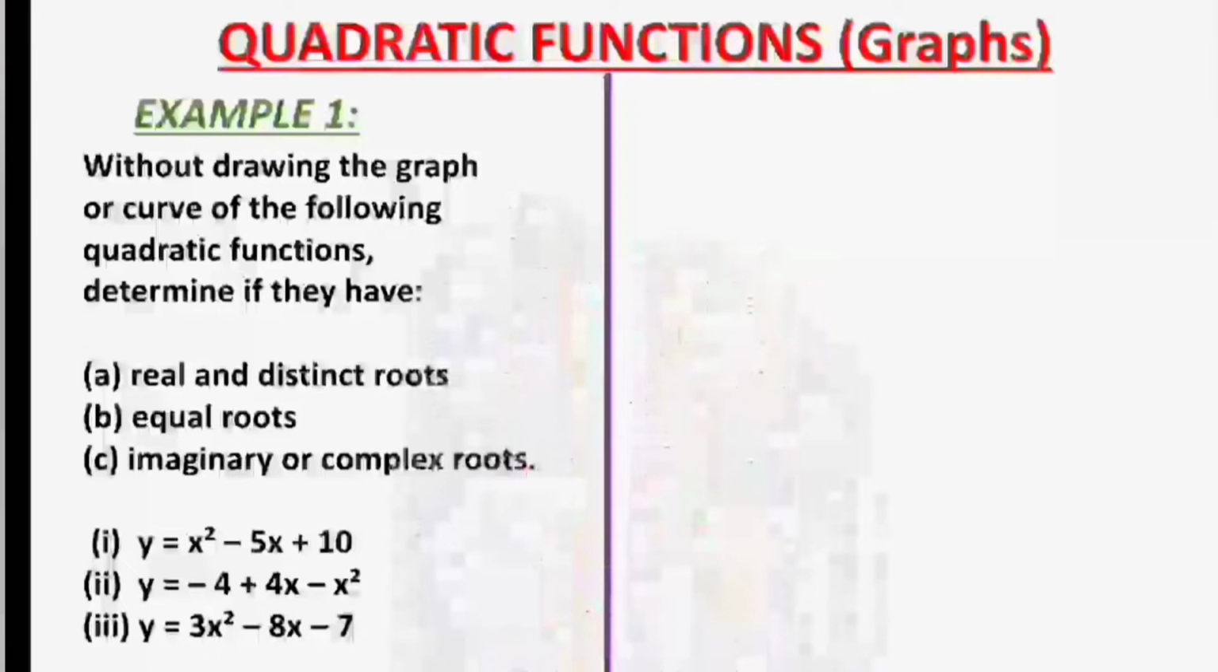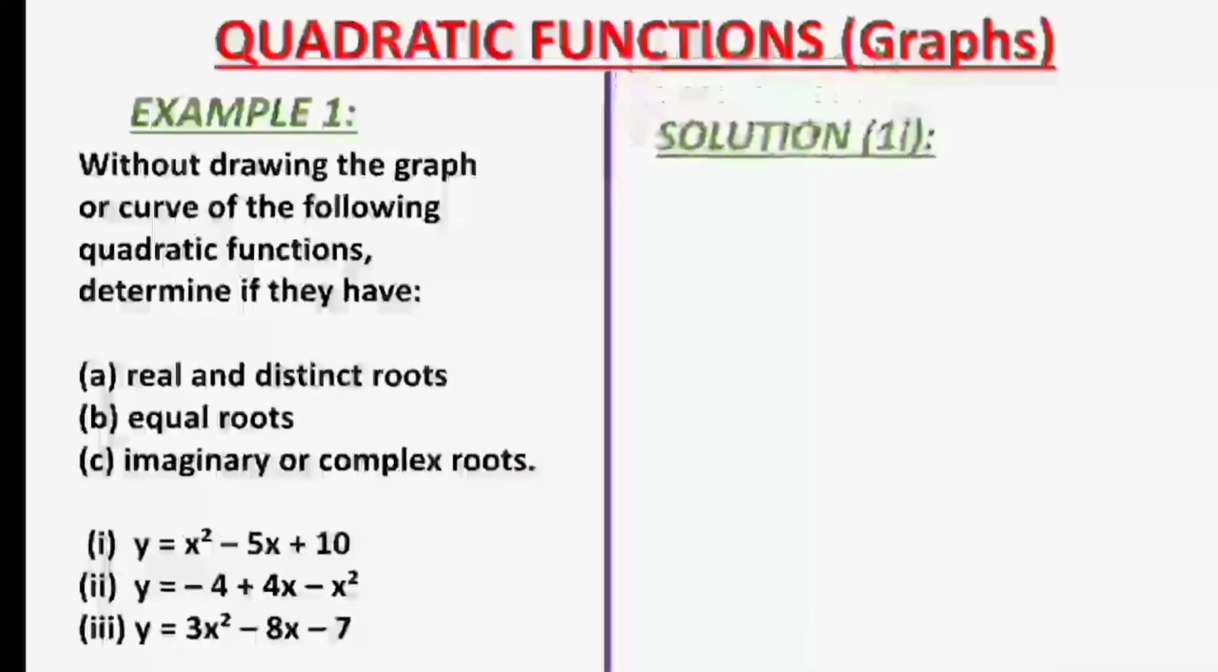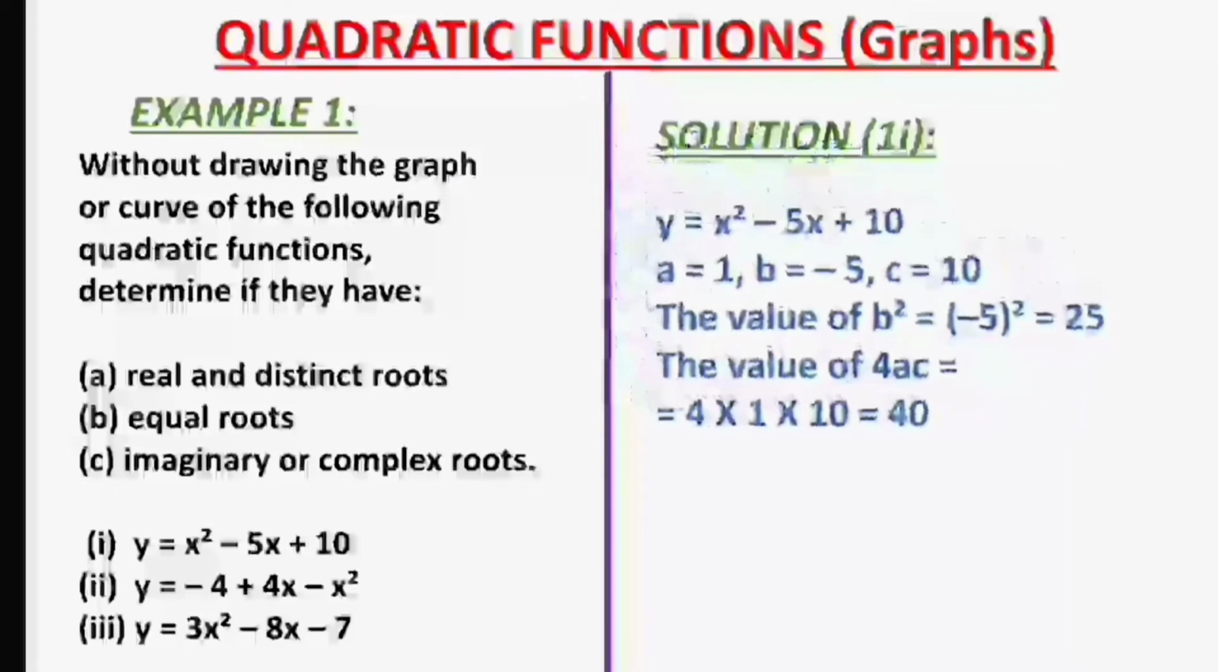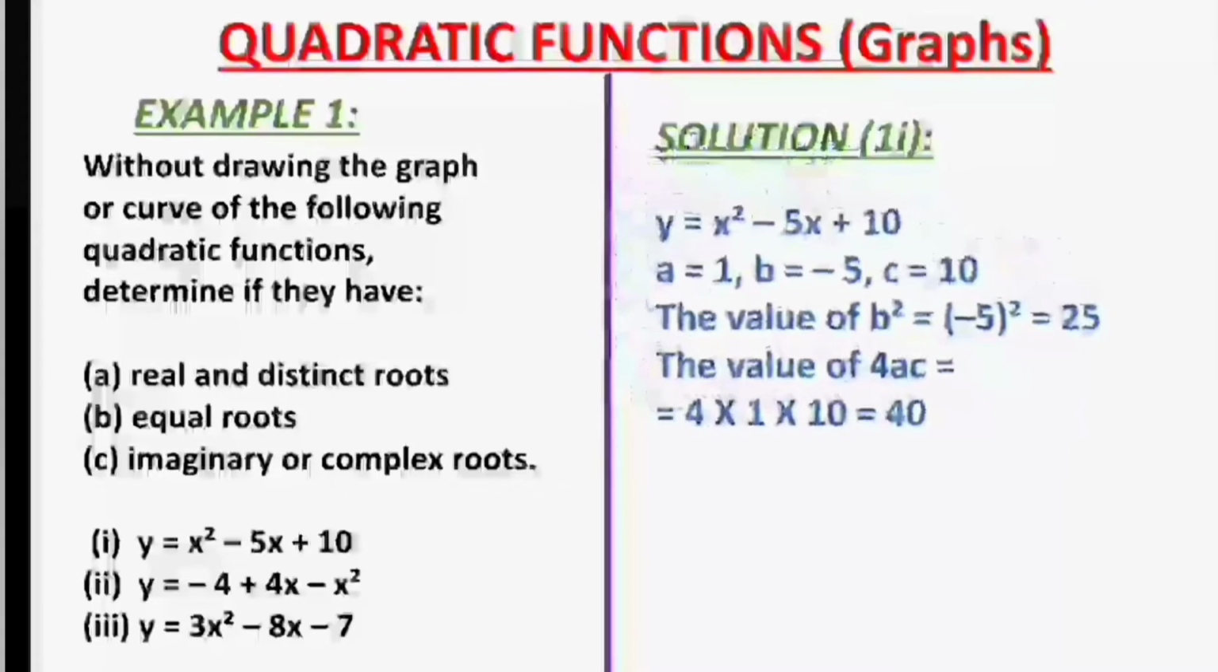Let's see if you can still remember. Taking the solution to the first quadratic function. The quadratic function is y equal to x squared minus 5x plus 10. In this quadratic function, a is equal to 1 because it's the coefficient of x squared, b is equal to minus 5 because it's the coefficient of x, while c is equal to 10 because it is the constant 10.